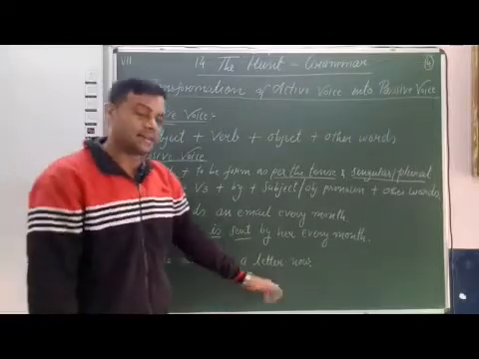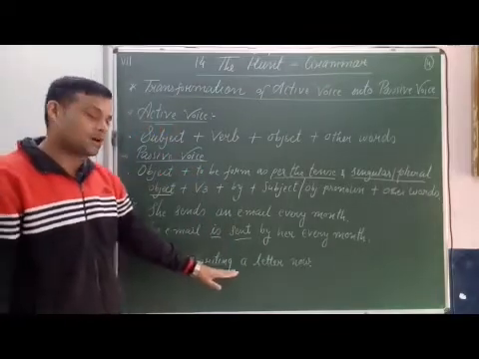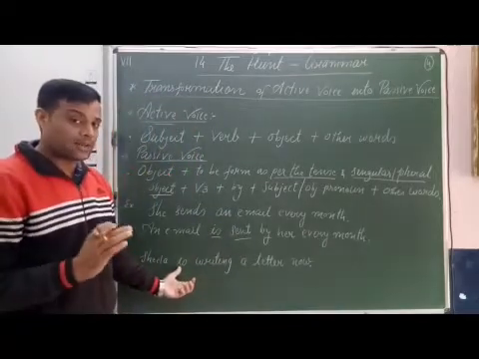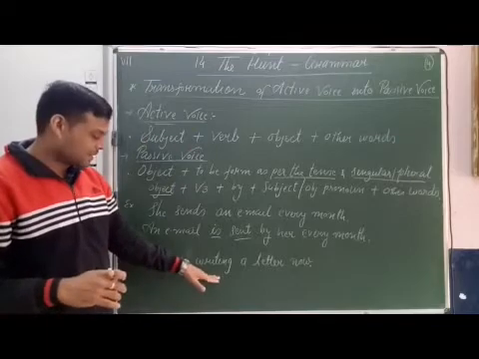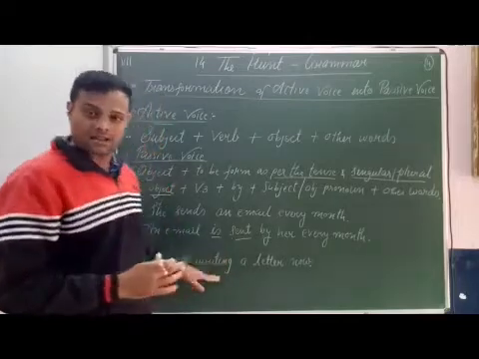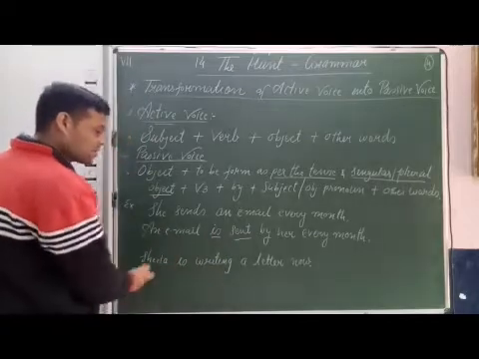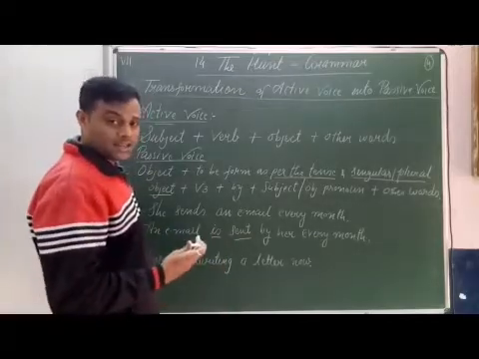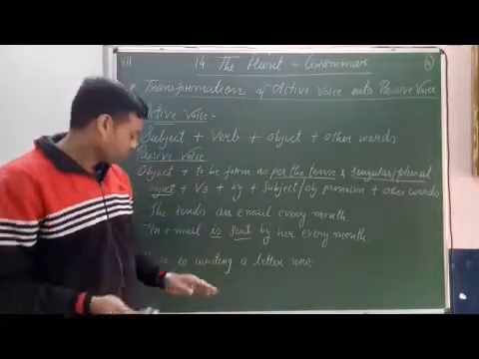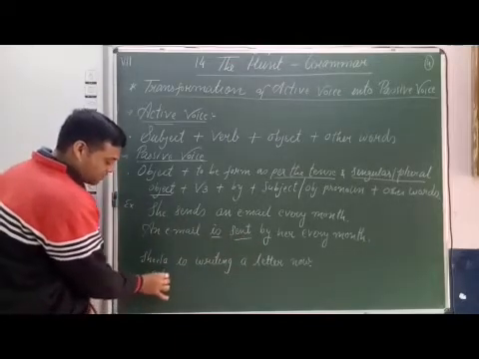Sheila is writing a letter now. Here, subject, helping verb, main verb, object and other words. Here is, we know, am, is, are, it is to be form. But here writing is not V3, it is present participle, verb with ing. So the sentence is in active voice. Now we have to transform in passive voice. So first we use object. What is the object in the sentence? How we can identify? We can ask question to the verb with what? Writing what? A letter. So a letter is our object.